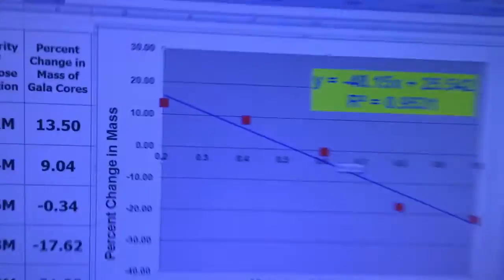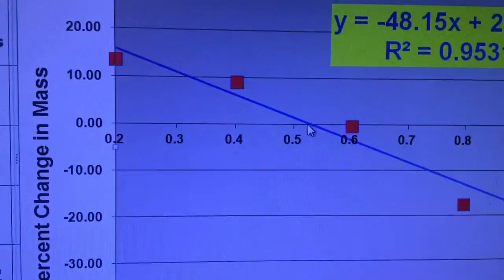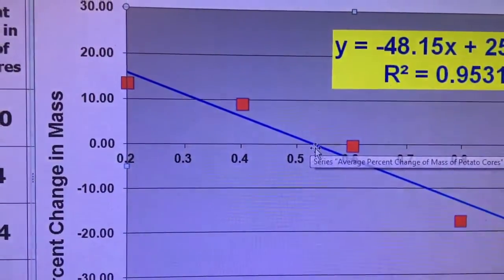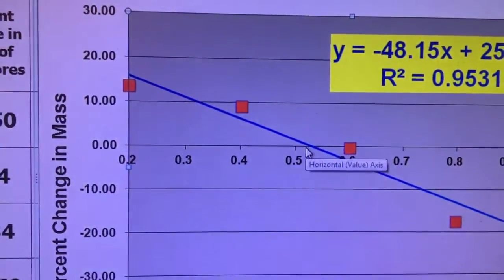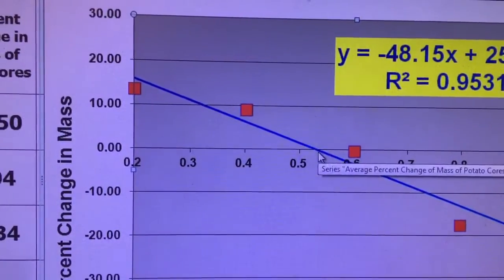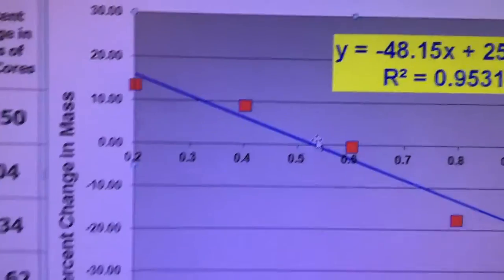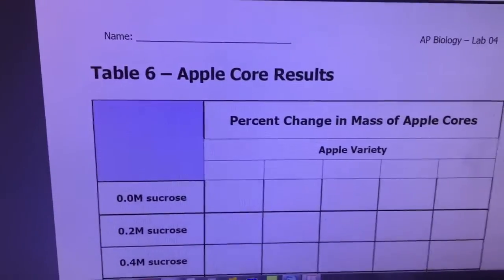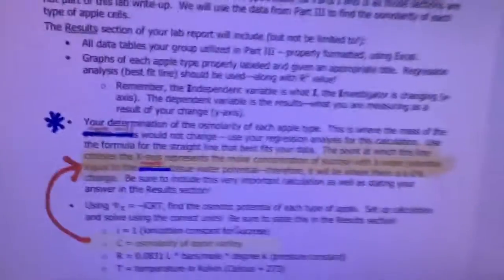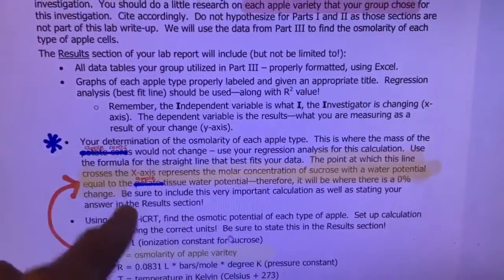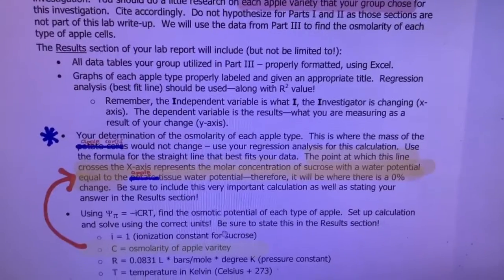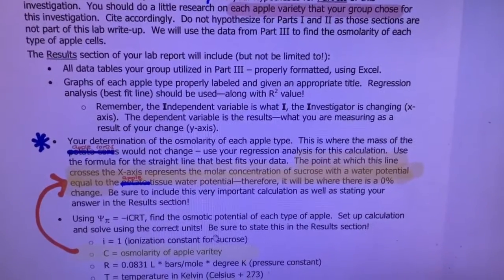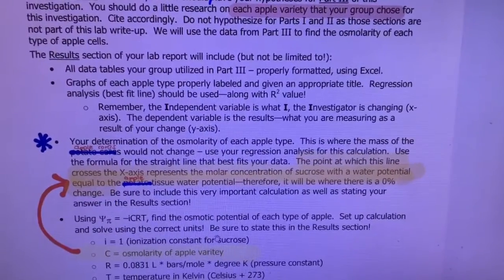We're trying to find where y equals 0. We're trying to find what x is, because that best fit line, that regression line, where it crosses the x-axis, that right there is osmolarity. That's something big right there. That's giving you the relative molar concentration of how much sucrose is there. So that right there is telling you which apple is sweeter.